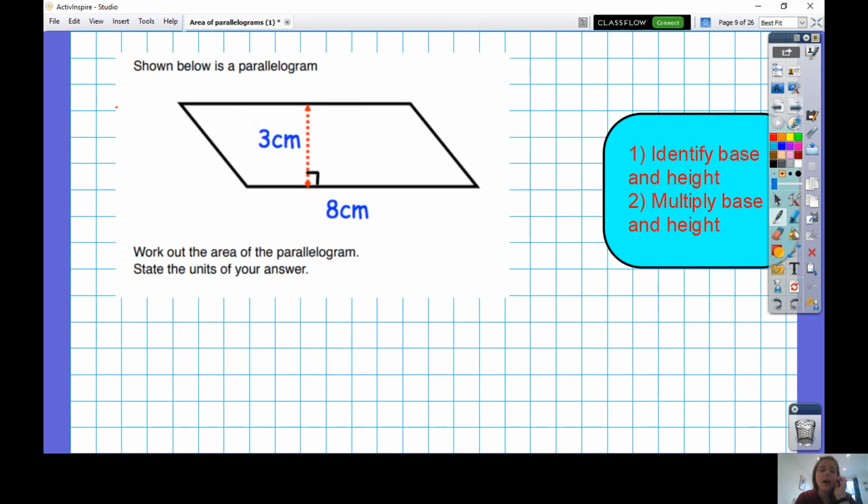Really good job. All right, can you have a go at this one on your piece of paper? This is going to be question 1 on your paper. Pause the video now and answer this question here. What's the area of this parallelogram?